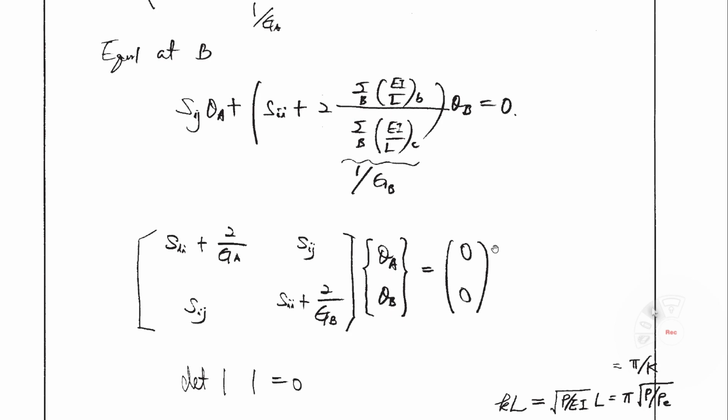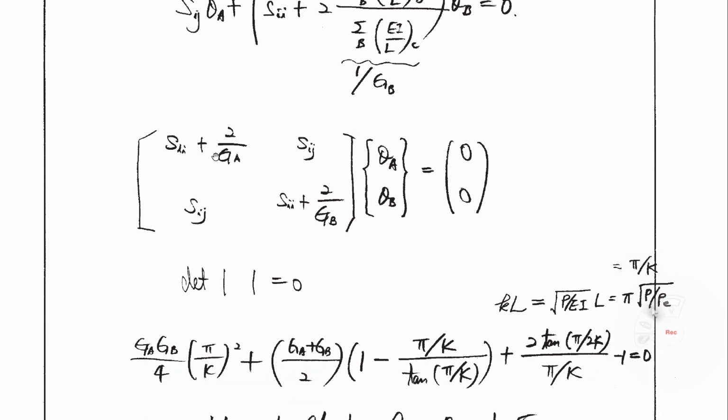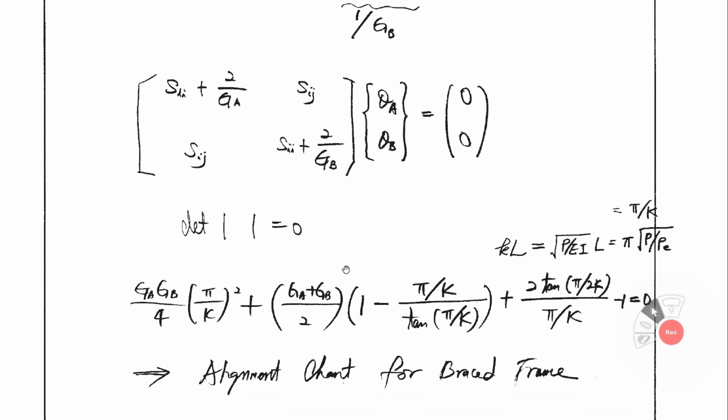Okay? In order to satisfy this equation, this determinant must be 0. So if you calculate this determinant, if you input the SII, Sij equations, you know those equations. You rearrange, then you can get this equation, GA, GB over 4 times pi over K squared, and so on. Here, Sij includes KL, right? KL equals square root of P over EI times L, okay? That can be rewritten as pi times square root of P over PE. So it can be rewritten as pi over K, okay?